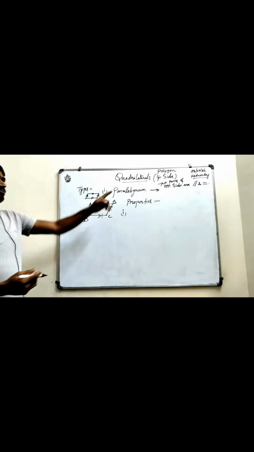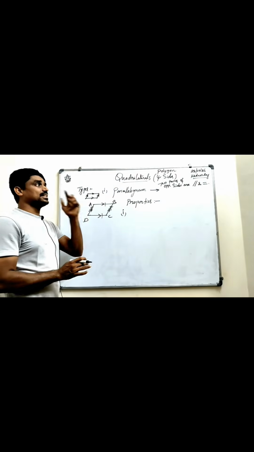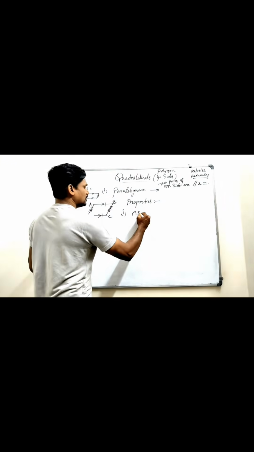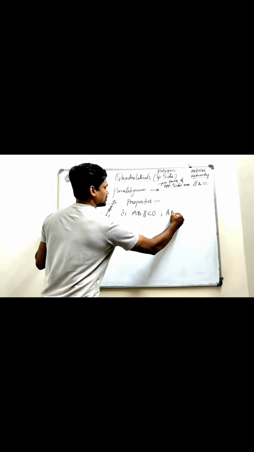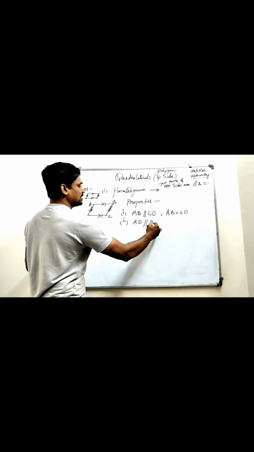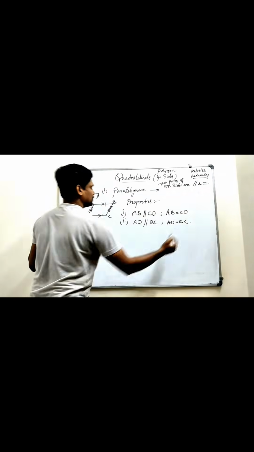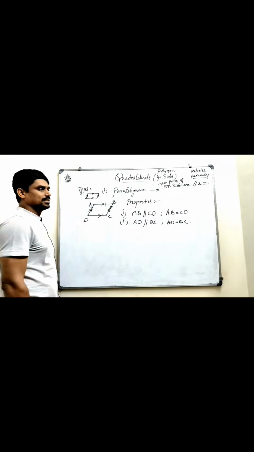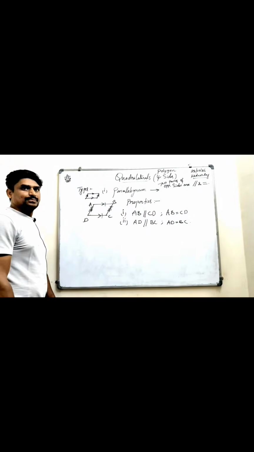What is the first property? First we talk about the main property. That is, two pairs of opposite sides are parallel and equal. One pair is AB and CD. So AB parallel to CD and AB is equal to CD. So this is the first property. Then the second property, AD parallel to BC and AD is equal to BC. Parallel also, equal also. Okay. Third property.